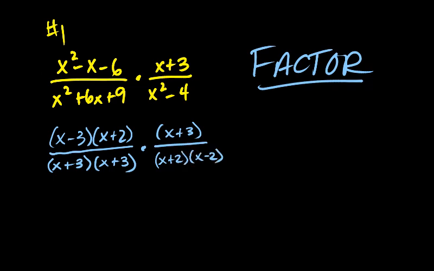Now, just as before in the other problem, if you have the same thing on numerator and denominator, you can reduce. So I have 1 x plus 3 on top and 1 x plus 3 on the bottom, and they reduce to 1 and 1. And then I have an x plus 2 on top and on bottom, so that reduces to 1 and 1. Now that everything's been reduced, I can multiply straight across. So x minus 3 times 1 is just x minus 3. And then x plus 3 times 1 times x minus 2 is x plus 3 times x minus 2.